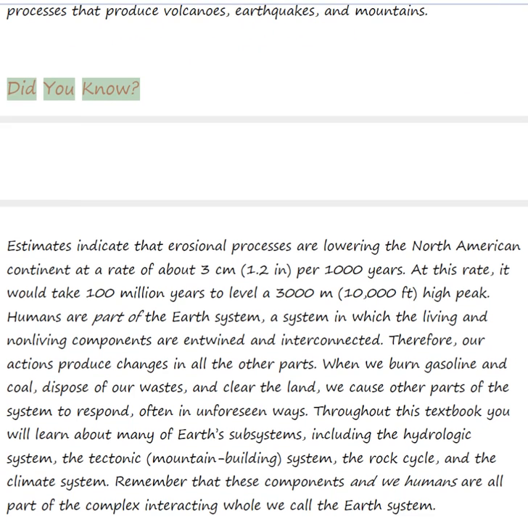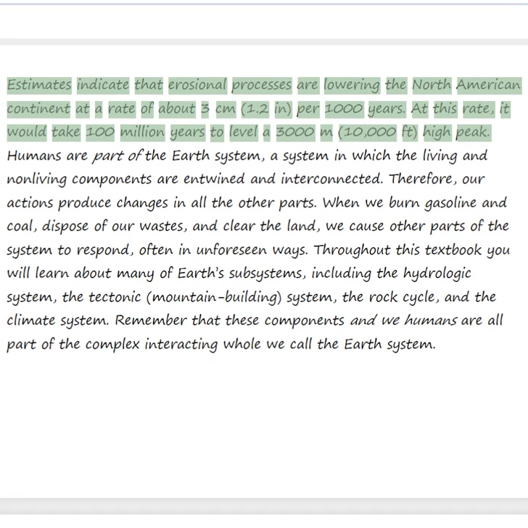Did you know? Estimates indicate that erosional processes are lowering the North American continent at a rate of about 3 centimeters per 1,000 years. At this rate, it would take 100 million years to level a 3,000 m high peak.